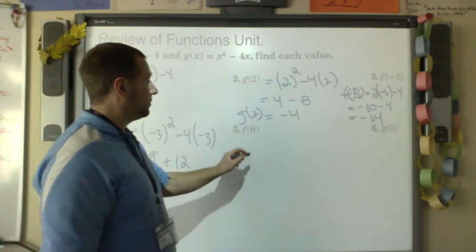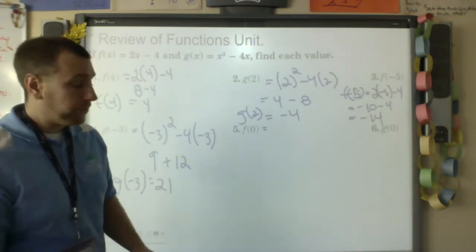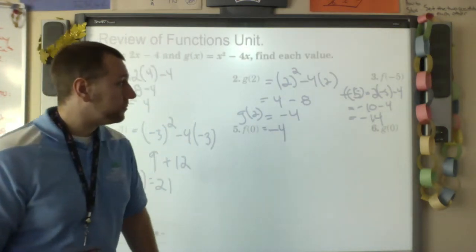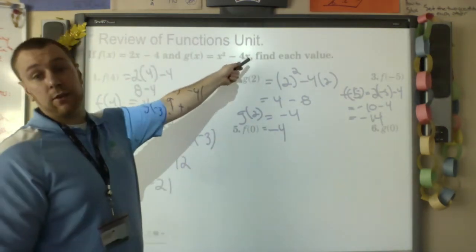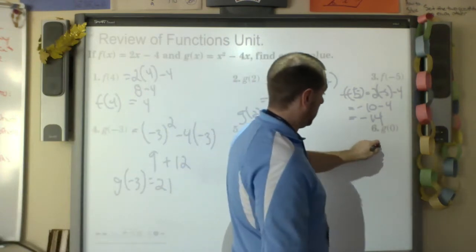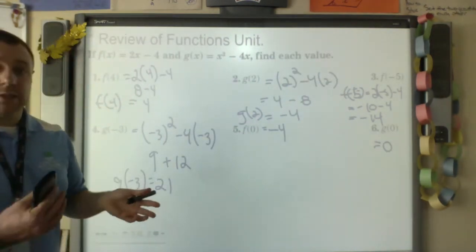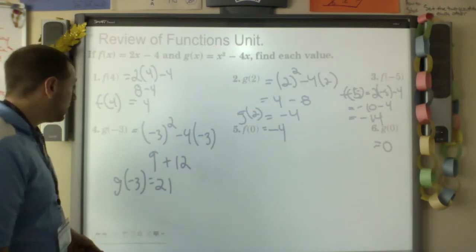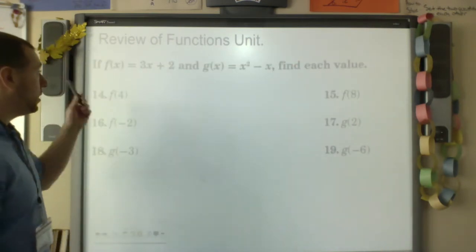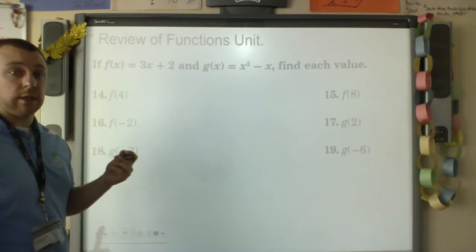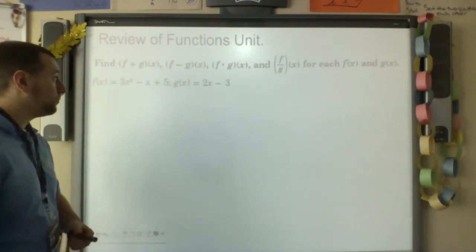For f of 0, again, if x is 0, we're just going to be left with negative 4. If x is 0 for the g function, it just equals 0. Okay? And the x's just go away. In our next, these are going to be your practice problems, getting you ready for the assessment.